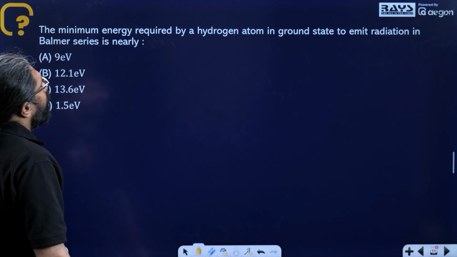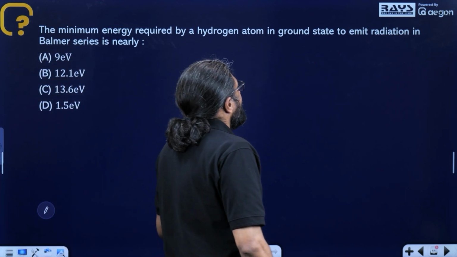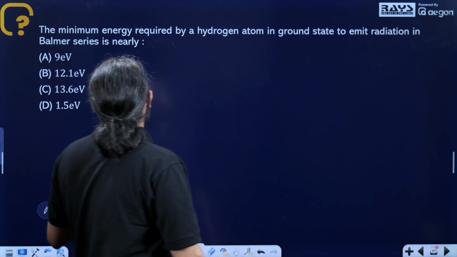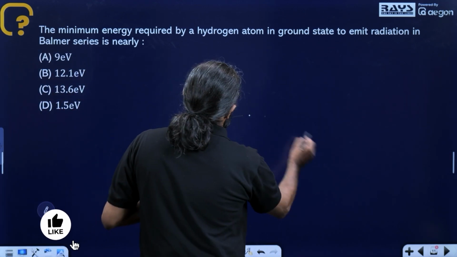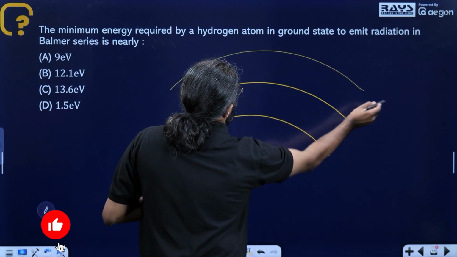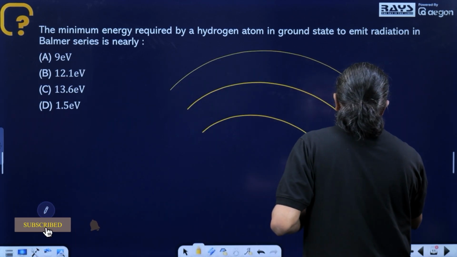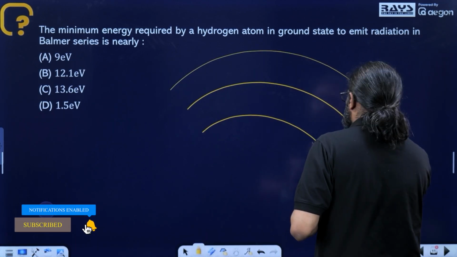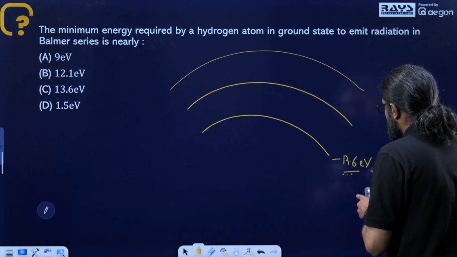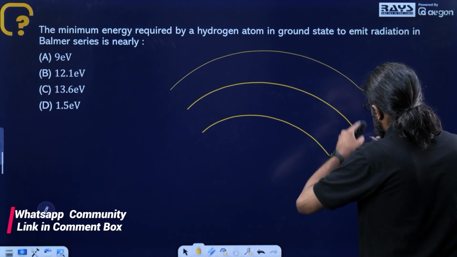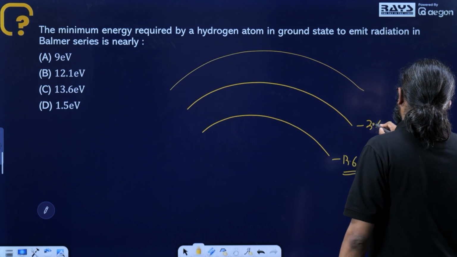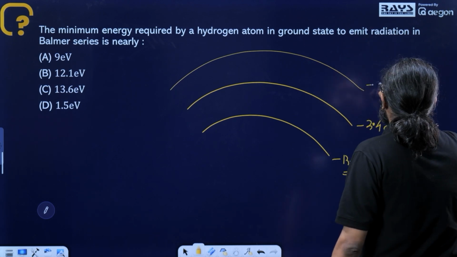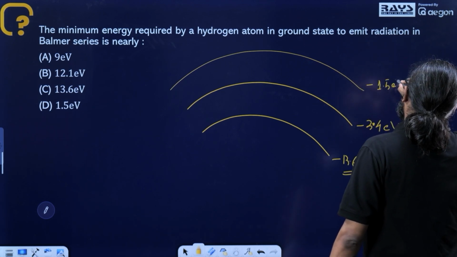The minimum energy required by a hydrogen atom in ground state to emit radiation in Balmer series is nearly. Now, look at the energy states here. Ground state here, minus 13.6 eV. Electron ground state il undavuna energy another. Adutha state il ethanengil first excited state you should have minus 3.4 eV. Alright. Next state it is minus 1.5 eV approximately.